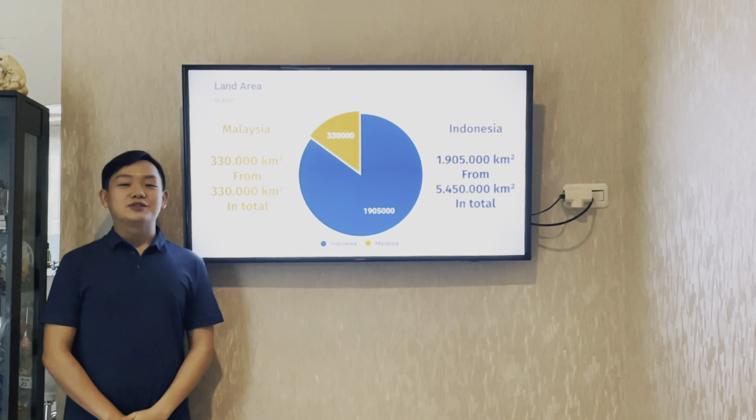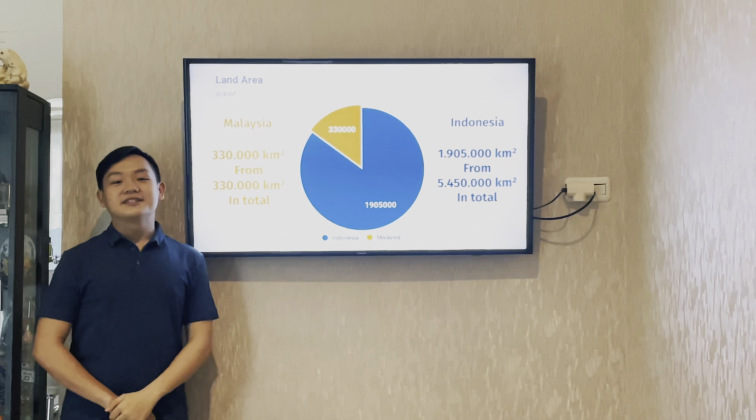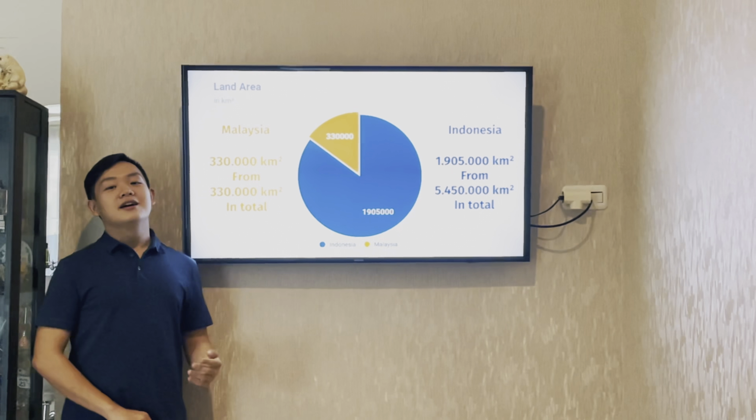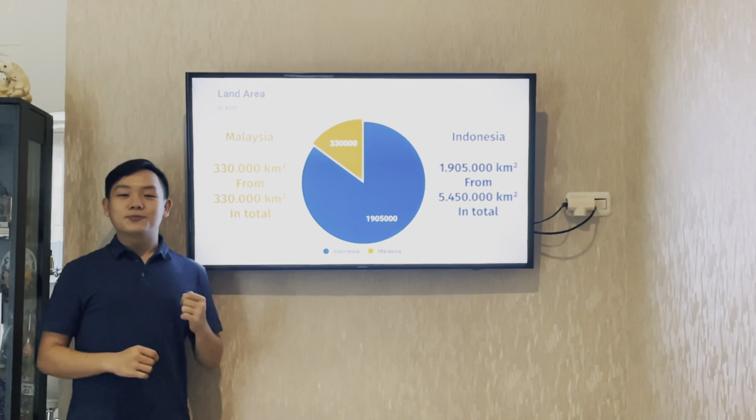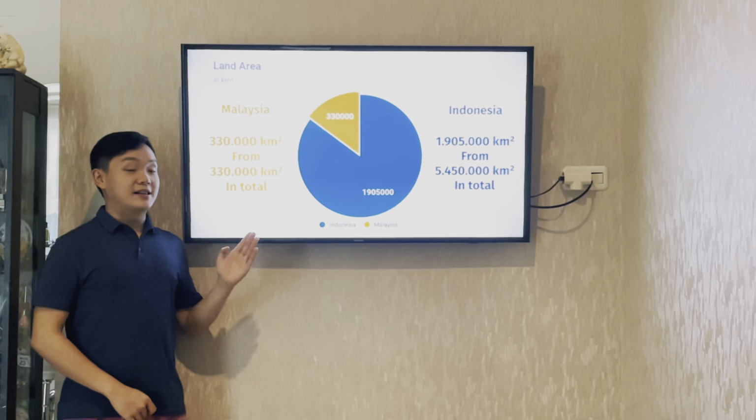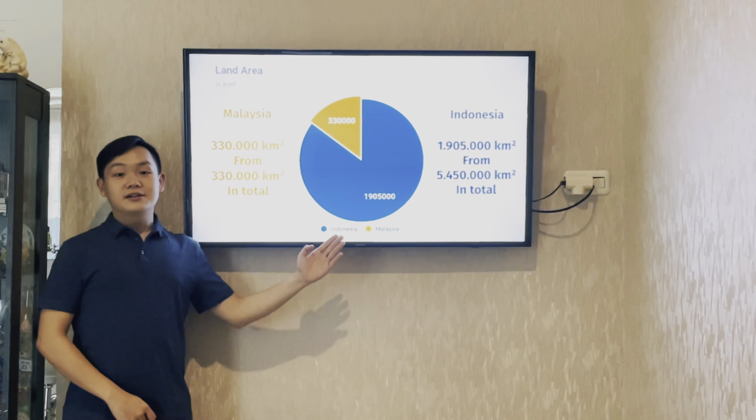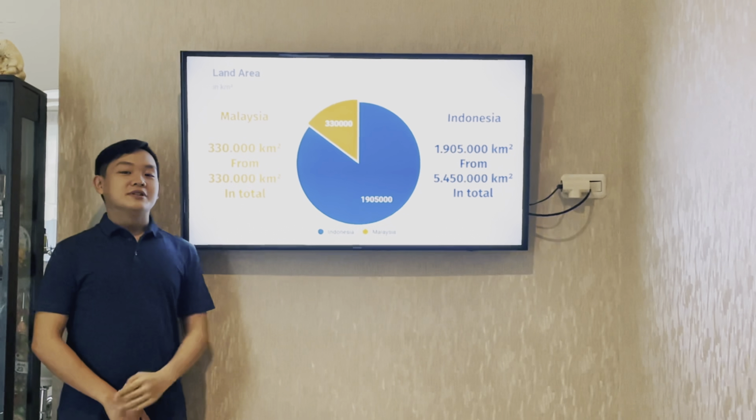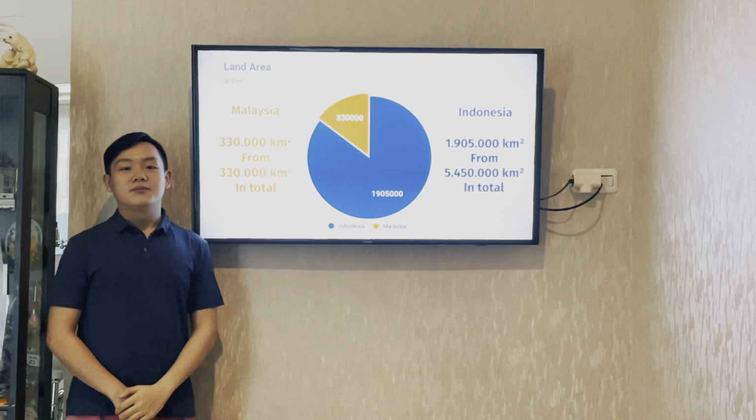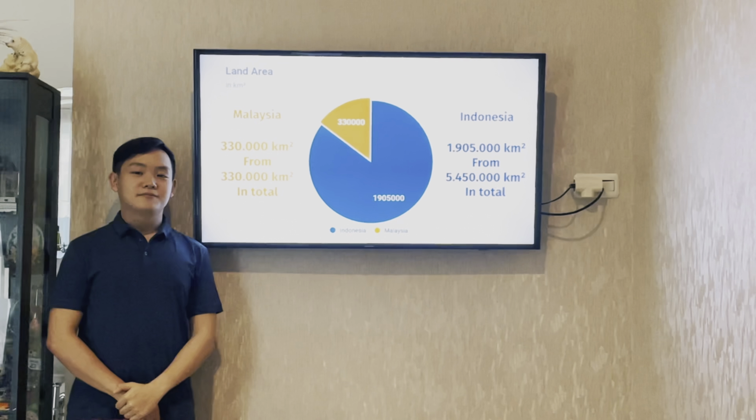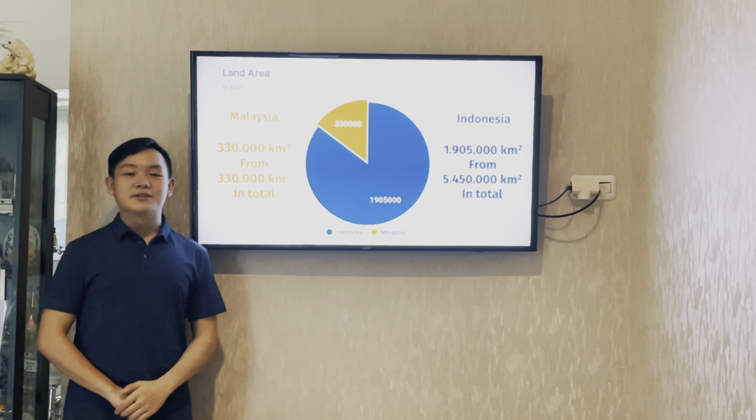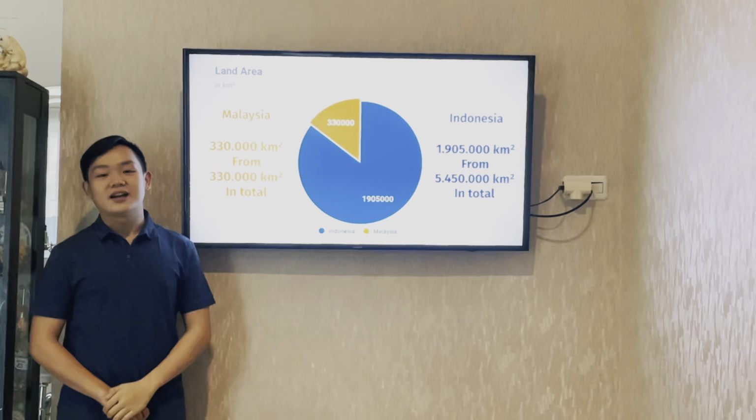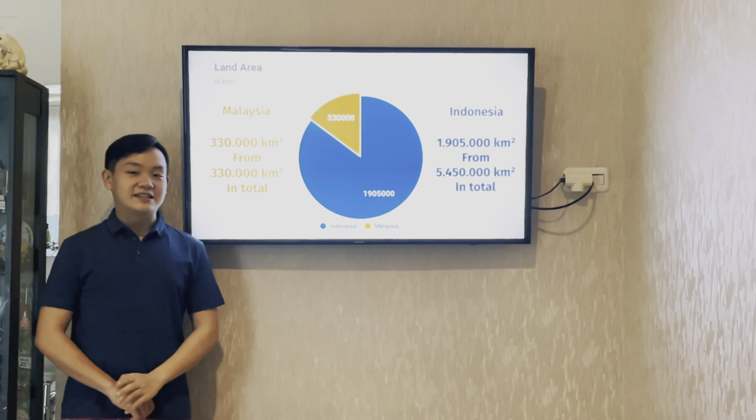And here we are, last but not least, the land area chart. Here we have a chart that explains how capacious Indonesia is compared to Malaysia. This chart is brought to you on a square kilometer scale. The blue pie here stands for Indonesia's land area, while the yellow stands for Malaysia's land area. What do you notice at first? Yes, of course, it is how Indonesia is much bigger and wider than Malaysia. So keep it in your mind until the end of the session.